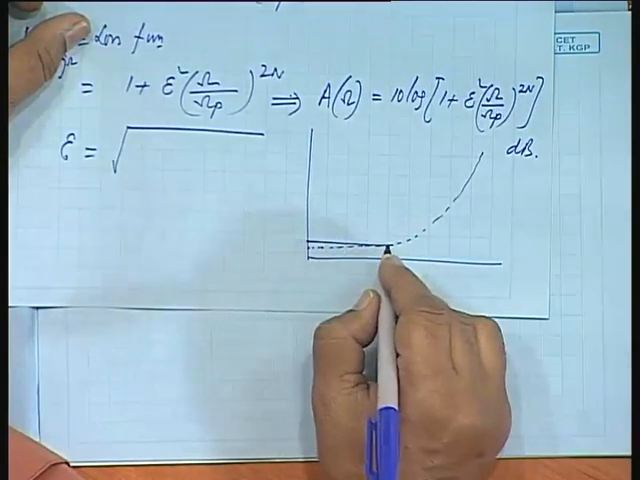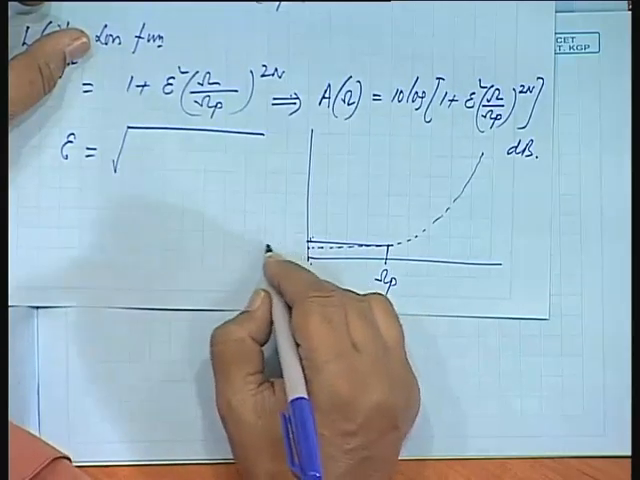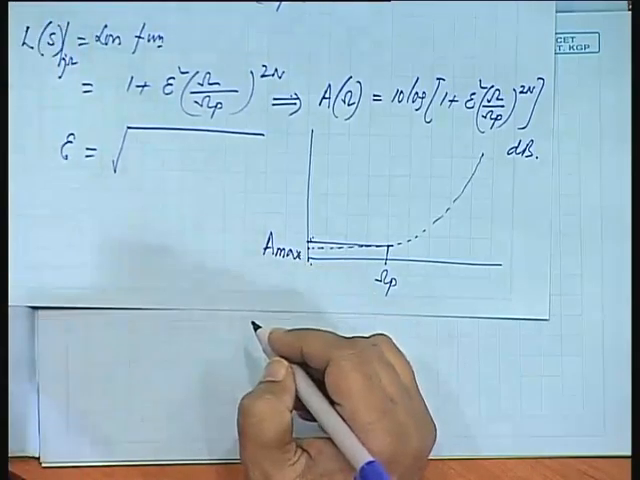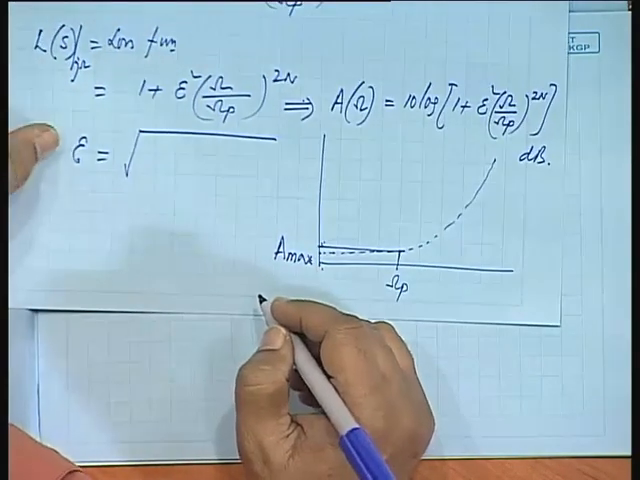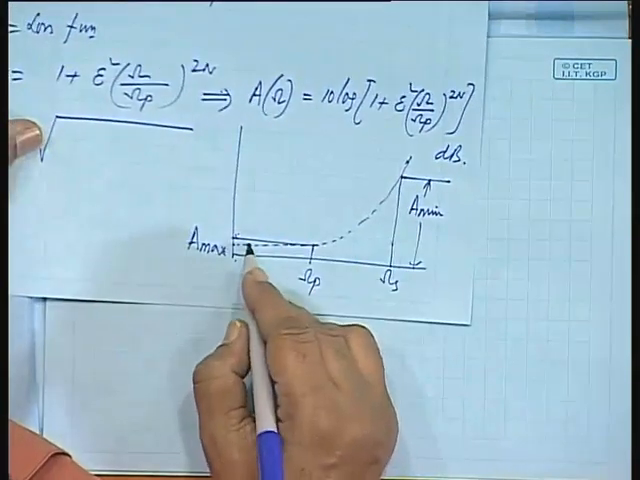Within a certain band, this is the pass band, the maximum loss that the filter can suffer is specified. A max. That means the gain should not fall below this point, that means the loss should not be above this. Similarly, in the stop band we want the loss to be at least this much, it should be above this. So, this is A minimum. So, A minimum is very high and A max is very small.